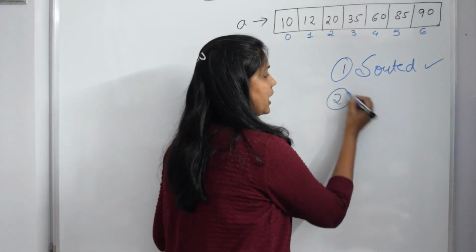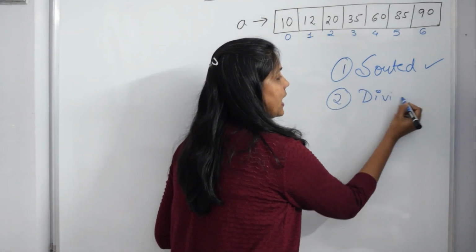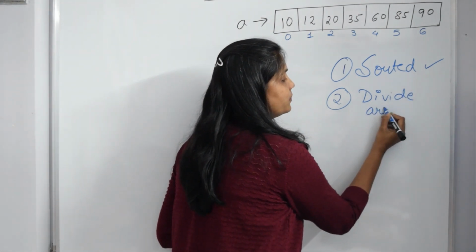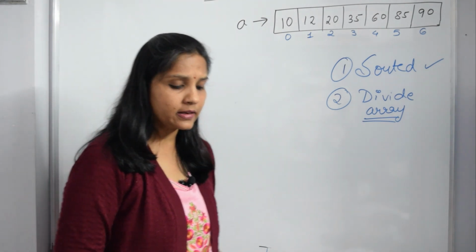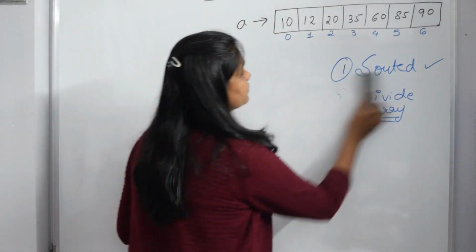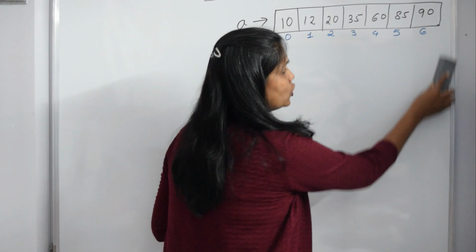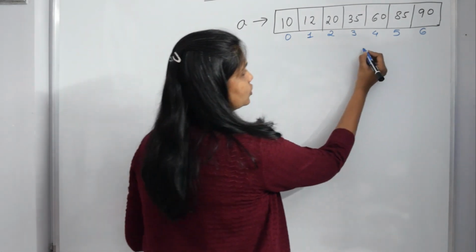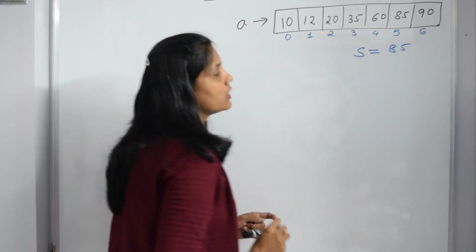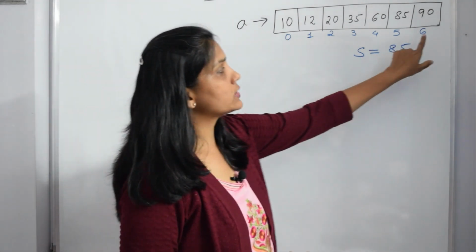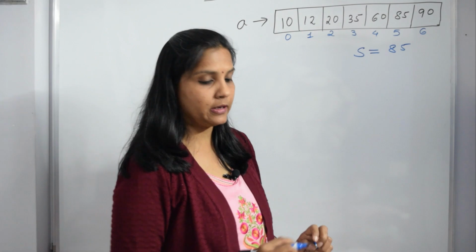Second is, every time you divide the array into halves. Now what does this mean, dividing the array? Let's understand the binary search implementation. Say for example, you have to search for an element, say 85. How many elements are there? 0 to 6, that is 7 elements.